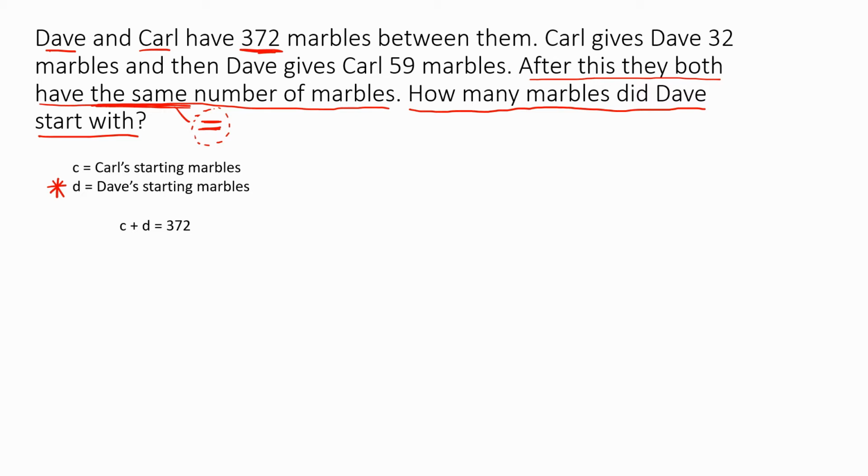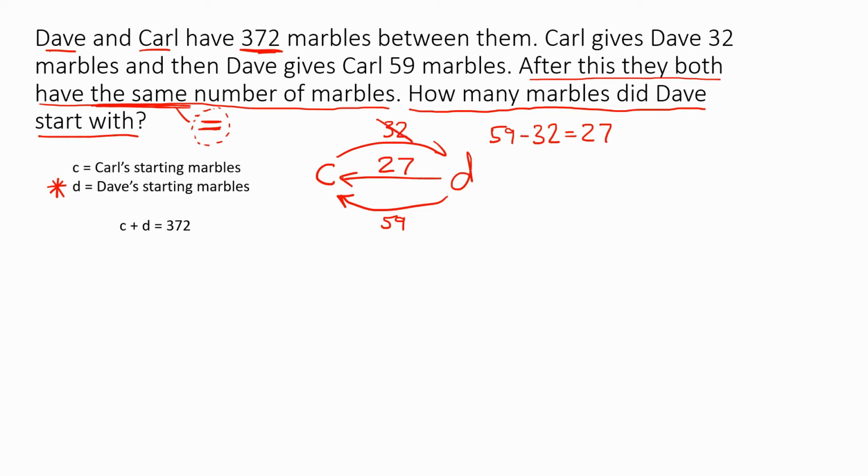Well, let's think about the passing process. Carl gives Dave 32 marbles, and then Dave gives Carl 59 marbles. Now, we can see that this is really just the same as Dave giving Carl one smaller group of marbles. How many marbles will that be? 59 minus 32 is equal to 27. So if Dave just gives Carl 27 marbles, then they can do the whole rearrangement in just one operation. And this is the number that we are going to use.